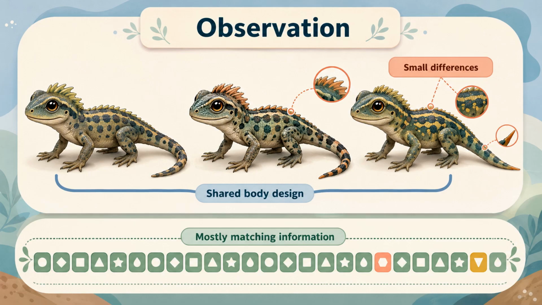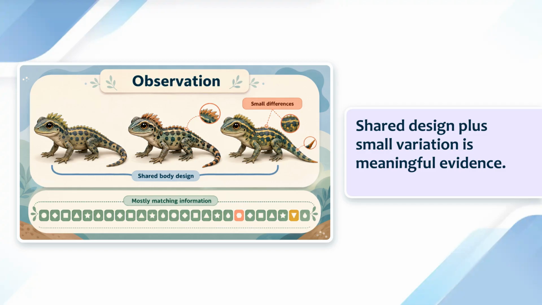The organisms share the same major body structure while small details differ, and the information strip mostly matches. Together, those clues support accurate but imperfect DNA copying during reproduction. Use more than one clue before drawing the conclusion. Shared design plus small variation is meaningful evidence. Both similarity and difference belong in the explanation.